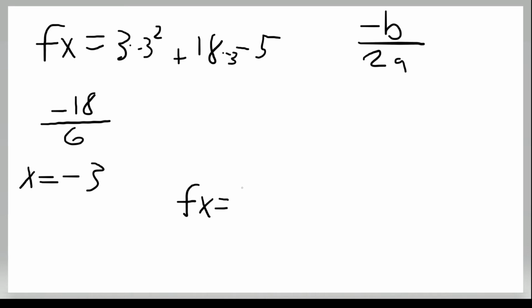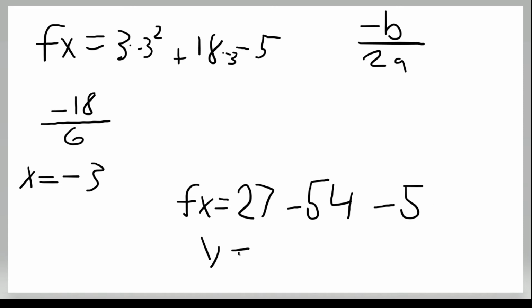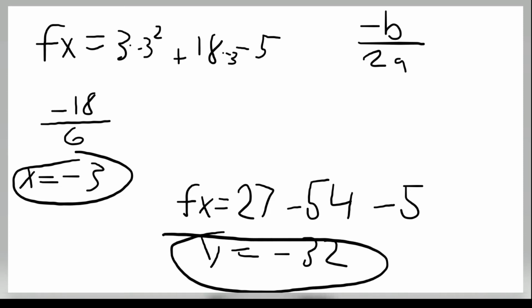So 27 minus, because it's negative 3 times 18, minus 54 minus 5. So you add them all together, and eventually you'll get y equals negative 32. So now we can take our x and our y and make 3, negative 32. That is our vertex, and that is the bottom point in our parabola. Negative 3, negative 32.